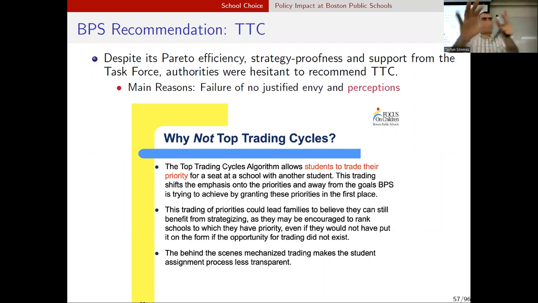And this is related to these behavioral aspects. Why is the approach that I'm promoting now successful? Nobody cares about the mechanism, but you can divide the mechanism into simple pieces, simple explanations. Like, okay, give me your priorities, I will enforce them. And in doing so, I will assign you as high as I can. And incidentally, this process cannot be manipulated. This is something that can be conveyed to parents. TTC is harder to explain. You have to explain, okay, it's also strategy-proof, whatever, but you have to trade priorities. When we explain this, people think, okay, so this makes sense, right? They find it plausible.